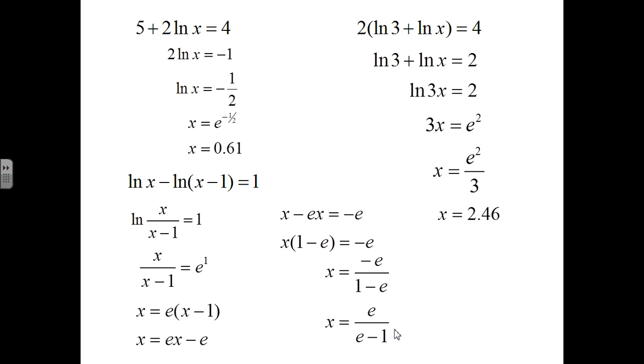Now, if they ask you to leave your answer in terms of e, then you would be done. If they ask you to round, then you're going to plug all this into the calculator, and you should get 1.58. All right, so there you have it. That's how you solve log equations.